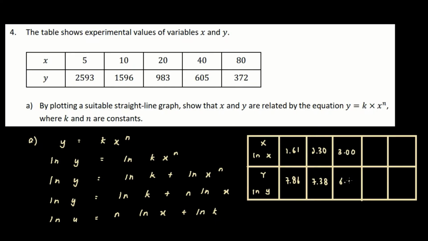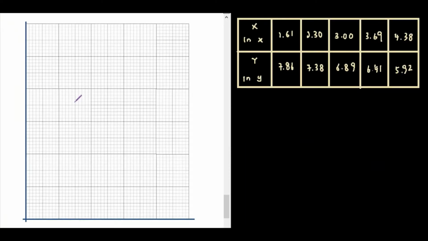So 6.89. Then after that 3.69, 6.41, 4.38, and the last one is 5.92. Now with these values, you need to plot them on the graph. Let's try to draw it. You can just draw it on graph paper, then check your answer.